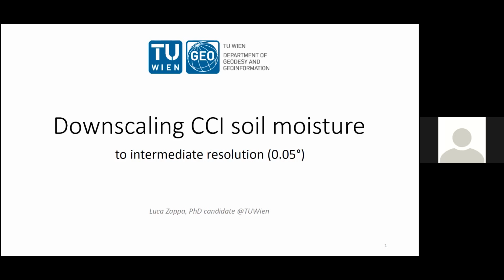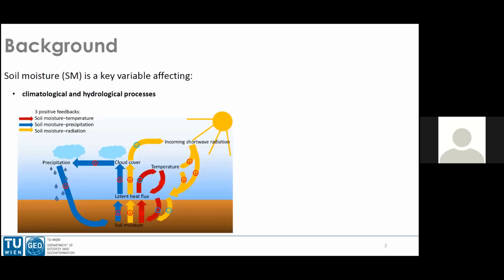Having said this, this presentation is about a work or idea that I've started working on in the past few weeks. That is the downscaling of the CCI soil moisture product to an intermediate spatial resolution, 0.05 degrees, that is approximately 5 kilometers. It's a rather high-level presentation, so I'm not going too much into the details of the technical implementation, but if you want, we can also talk about that later.